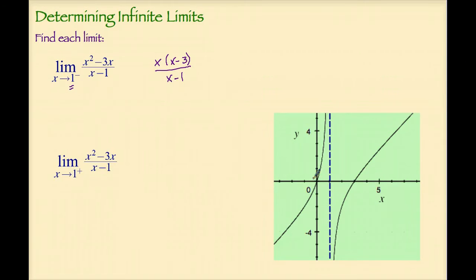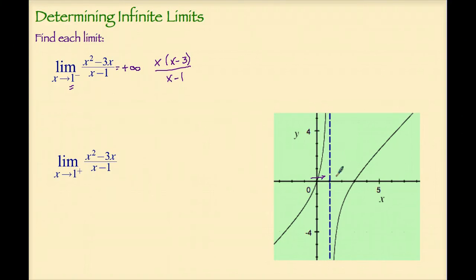As we approach 1 negatively, we see that the function is exhibiting unbounded behavior, tending toward positive infinity. Therefore, the limit as x approaches 1 negatively is positive infinity. Of course, it's not actually positive infinity. There is no limit here, but this notation allows us to describe the unbounded behavior that we see at this point.